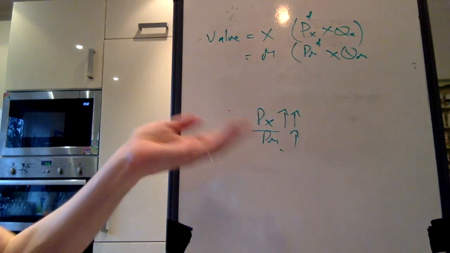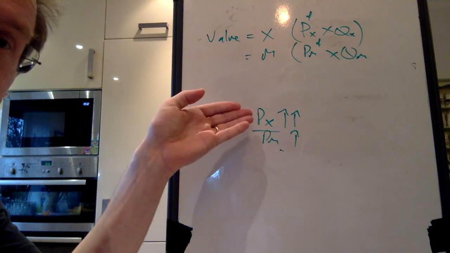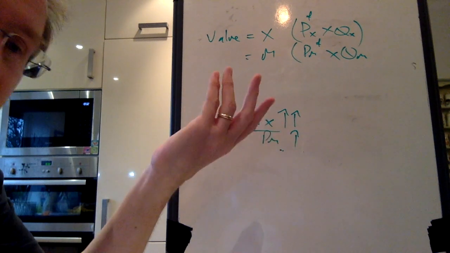We talked about this before. If you're Russia and you're selling oil, the price of oil has gone up by a lot. Okay, the price of cheese has gone up, but hey, not to worry.